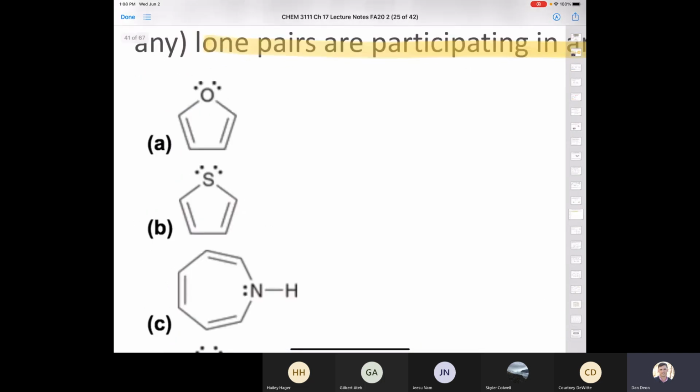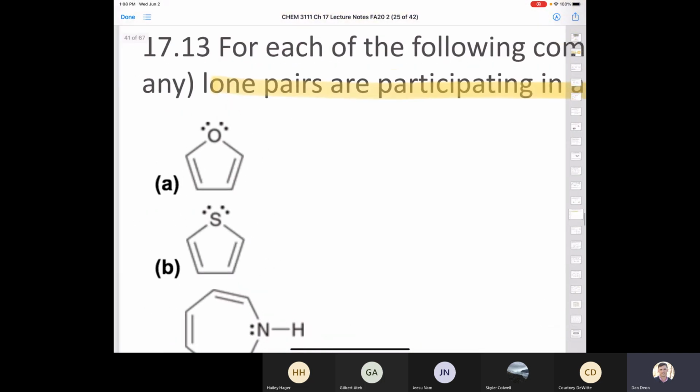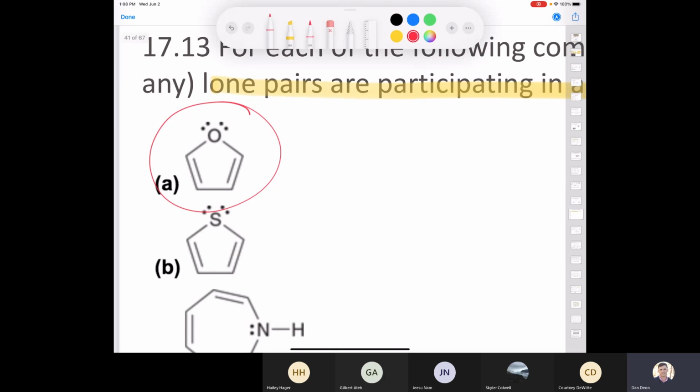So the bottom line is this. Let's say you have this compound that we're starting out with. We have a 5-membered ring. We have an oxygen. Obviously, you can see that this is a pi bond, right? This is a pi bond. And we have 2 lone pairs of electrons here.